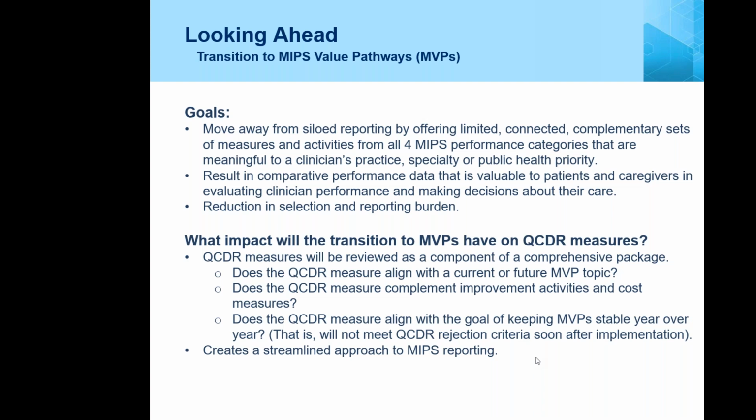The goal of the MVP was to move away from siloed reporting by offering limited, connected, complementary sets of measures and activities across all 4 of the MIPS performance categories, not just the quality measure category. And these categories are meaningful to a clinician's practice, specialty, or public health priority.